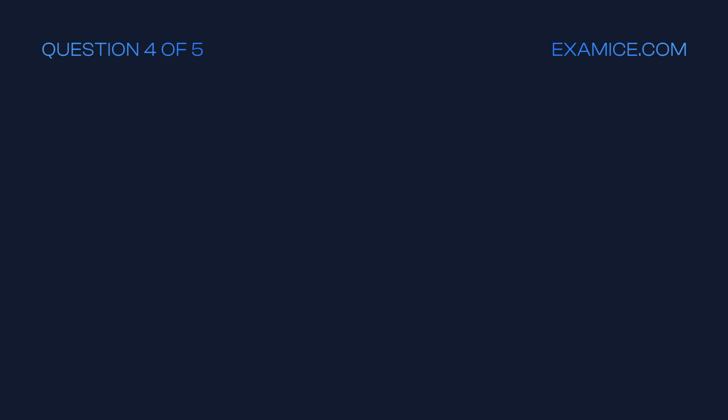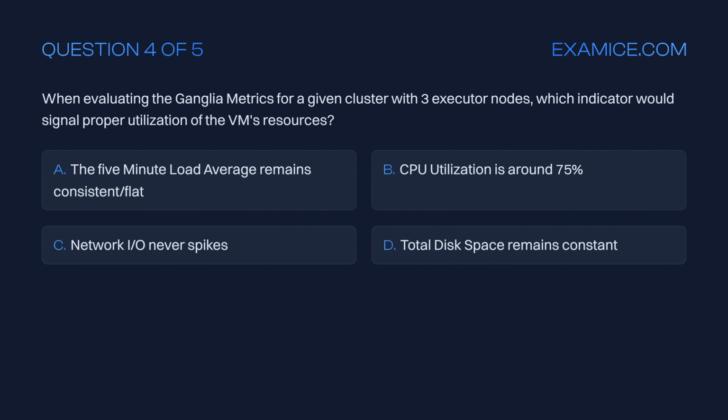Question 4. When evaluating the ganglia metrics for a given cluster with 3 executor nodes, which indicator would signal proper utilization of the VM's resources? Option A. The 5-minute load average remains consistent flat. Option B. CPU utilization is around 75%. Option C. Network I/O never spikes. Option D. Total disk space remains constant.